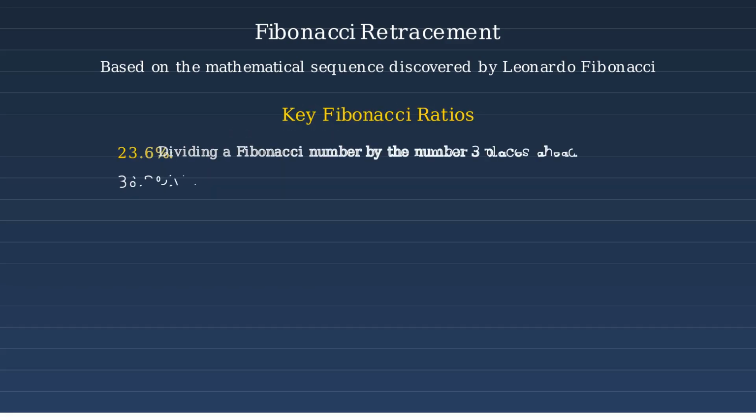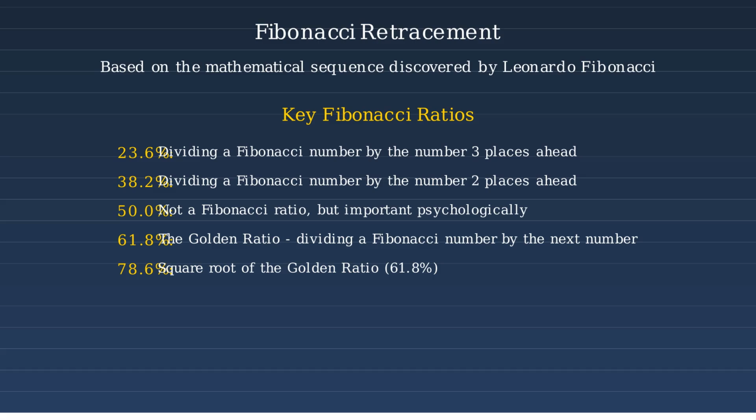Fibonacci retracement uses key ratio levels derived from this sequence, including 23.6%, 38.2%, 50%, 61.8%, and 78.6%. The most important of these is the golden ratio, 61.8%, which appears throughout nature and is often considered particularly significant in financial markets.